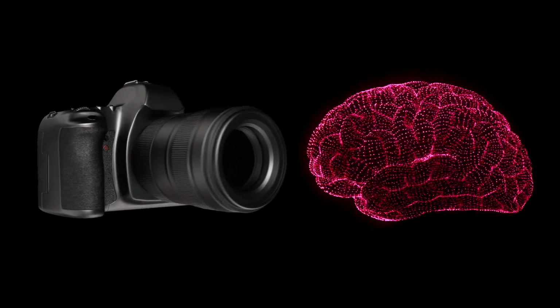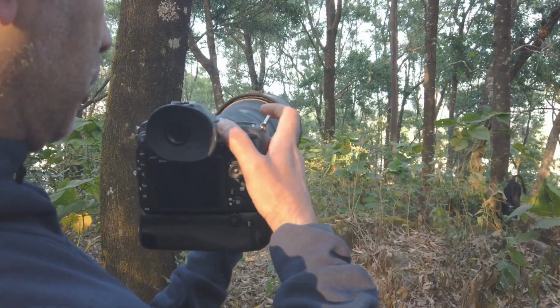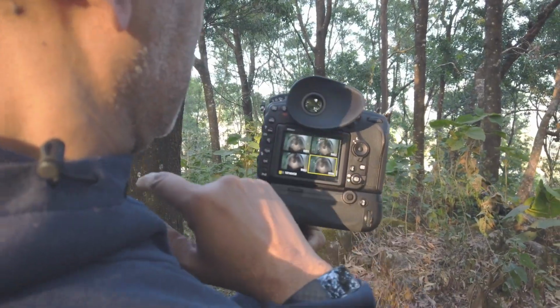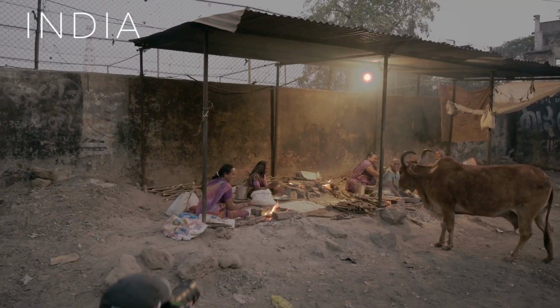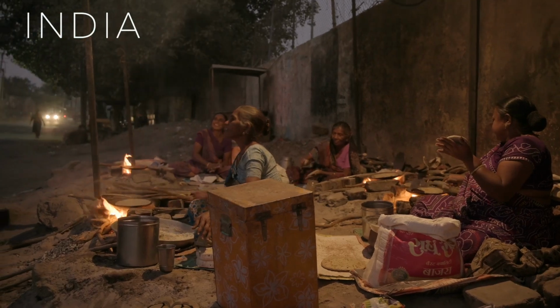It doesn't happen in the camera. The camera doesn't have the brain that we do, right? So we have to tell the camera we are shooting in the morning or we're shooting in the evening. And once you tell the camera you're shooting in the morning or in the evening, the camera is going to give you the right colors.